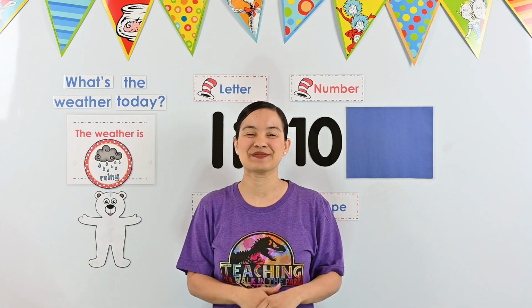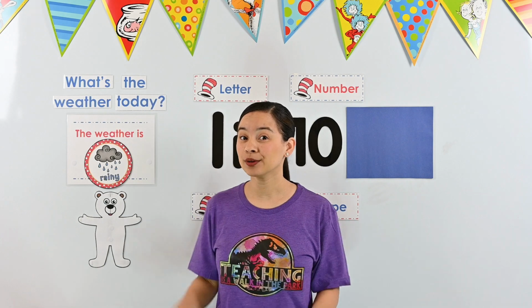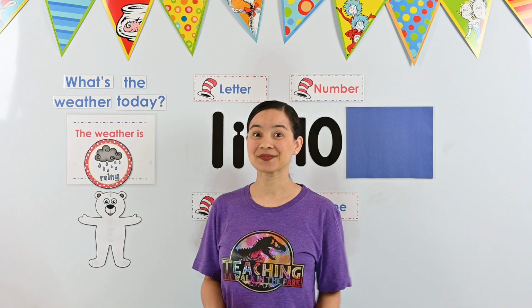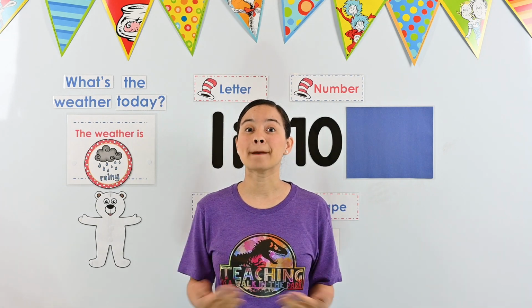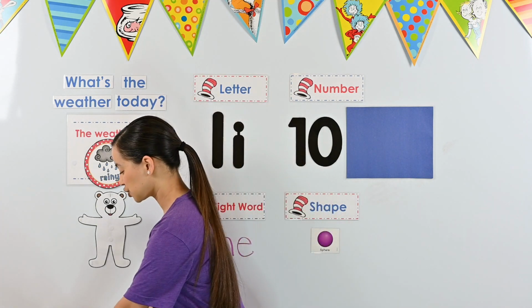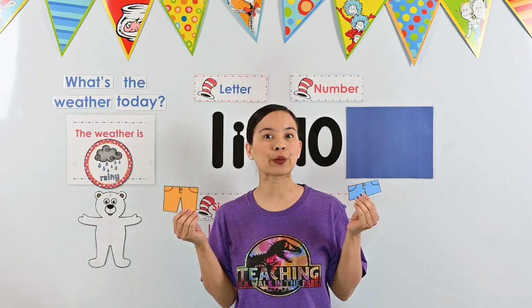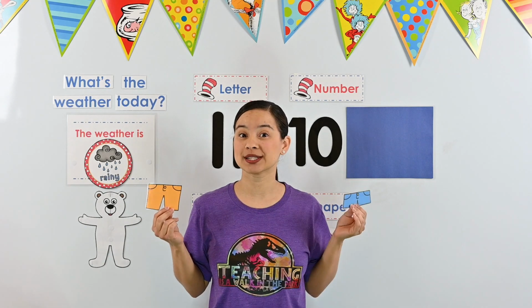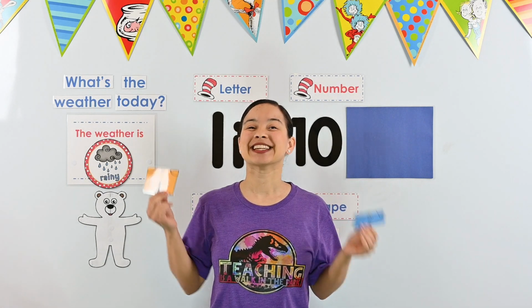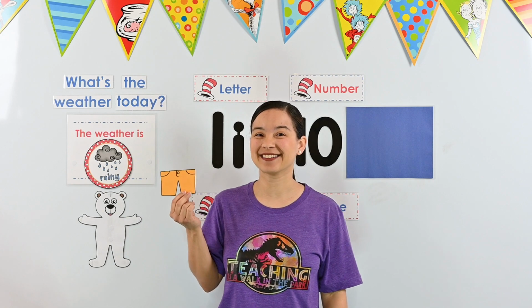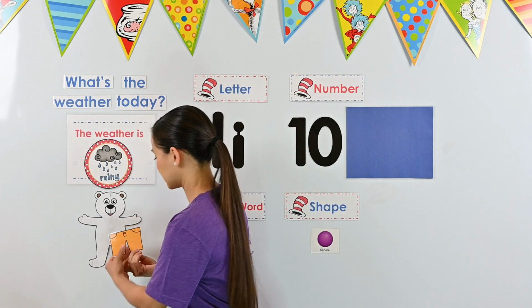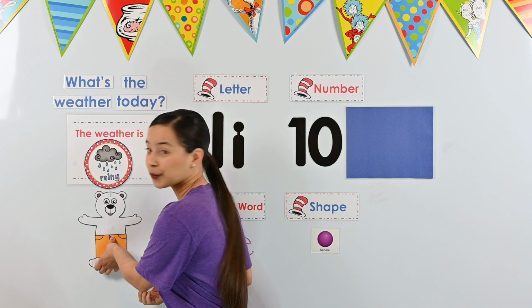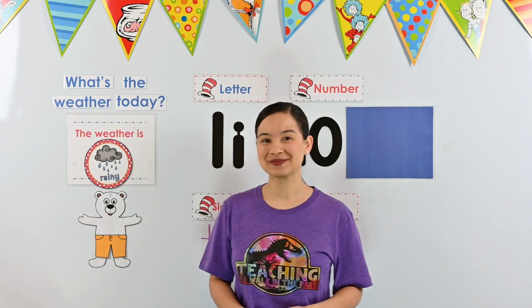Great job, friends. Okay, we need to get Perry the polar bear dressed for a rainy day. Can you help? Excellent. Let's start with his bottoms. Which bottom should Perry wear on a rainy day? Should he wear his rain pants or shorts? If you chose the rain pants, I agree. Let's put the rain pants on Perry. What color are Perry's rain pants? He has yellow rain pants.